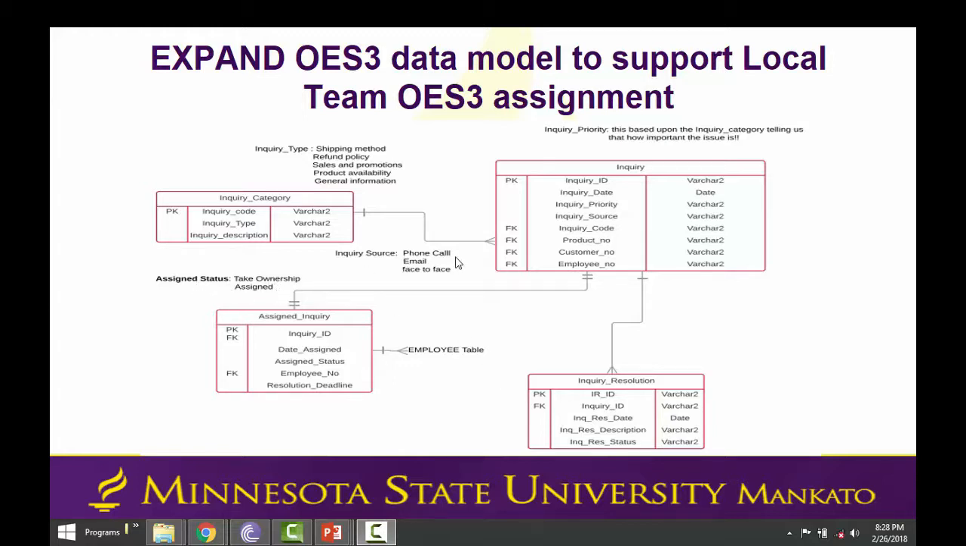Inquiry source could be a phone call or an email or a person visiting the office and meeting face-to-face. An inquiry type could be a shipping method or a refund policy or sales and promotion, or product availability, or general information. And inquiry priority is based upon the inquiry category, telling us how important the issue is.